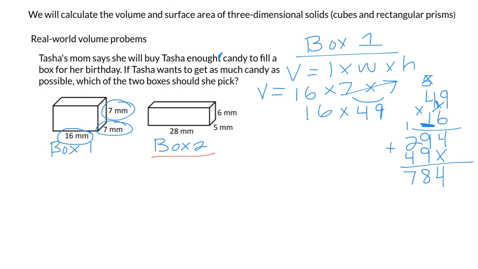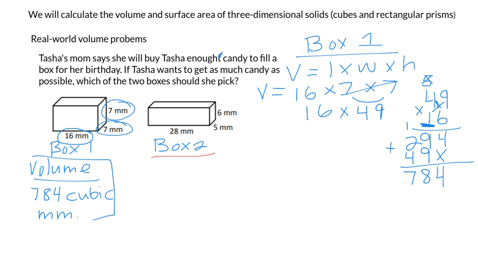Okay, so what we found is that the volume of box 1, I'm going to write it right here, volume of box 1 is 784 cubic millimeters. Okay, I'm just going to draw a box around that so it stands out.